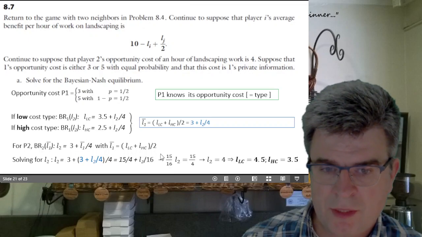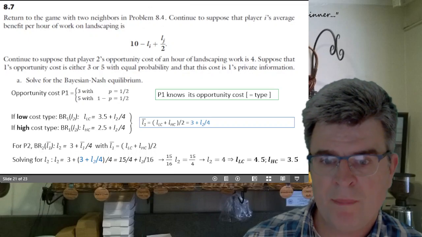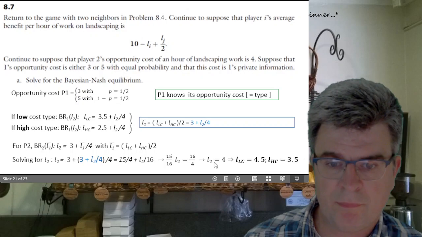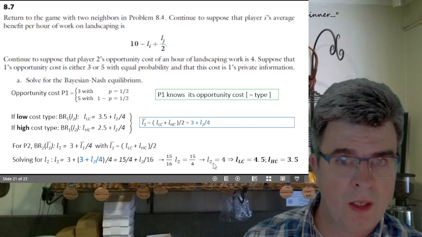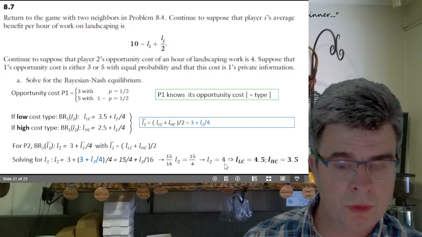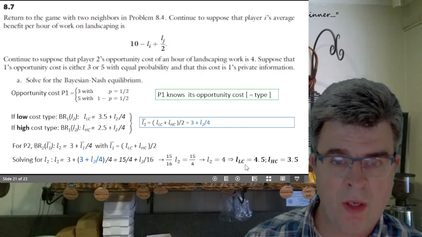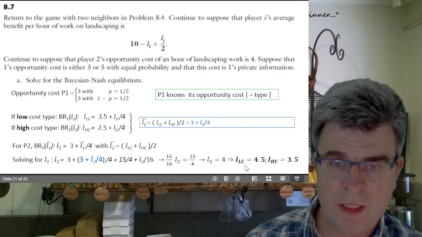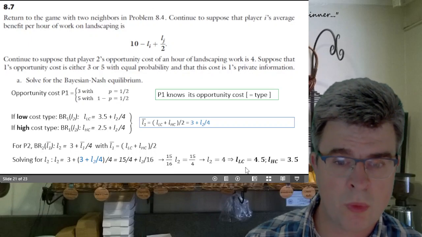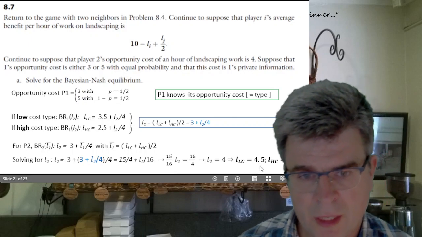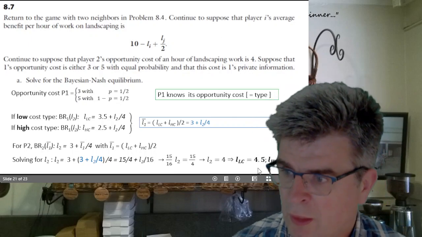So that completes exercise A, and it's important that neighbor 2 will choose this one unambiguous effort level, and for neighbor 1 who can condition on a type because he knows which type he is, low cost or high cost. If he's low cost, he will spend 4.5 hours. If he's high cost, he will spend 3.5 hours.